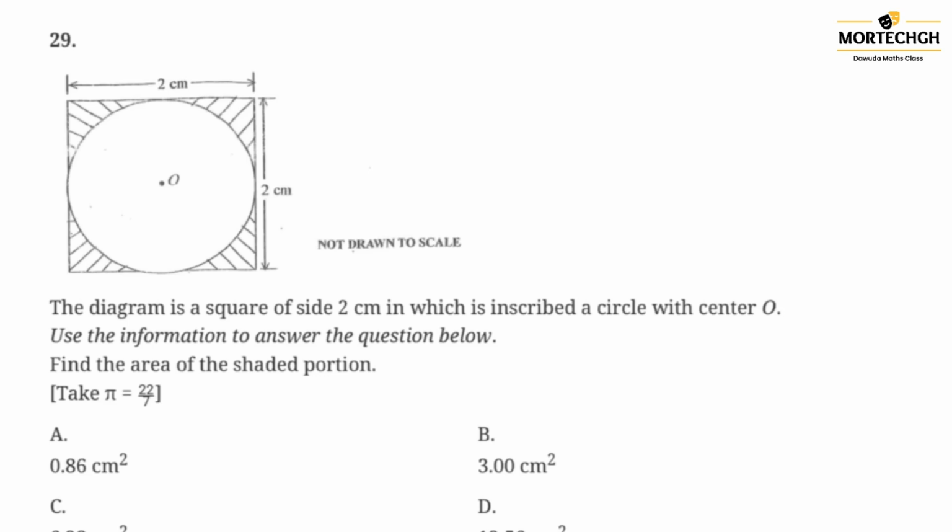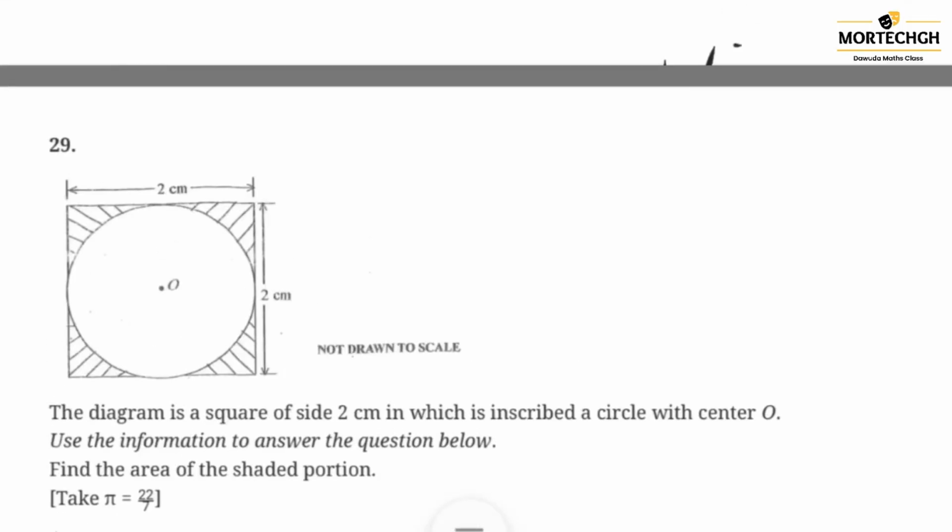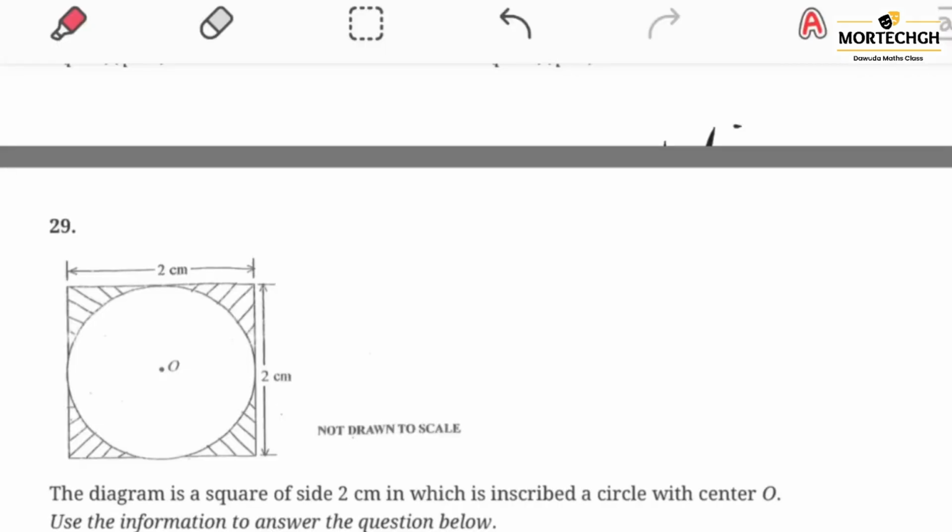To find the area of the shaded portion, you consider the diagram. The 2 cm is the diameter of the circle, right? So the radius, from the circumference of the circle to the center, will be equal to 1 centimeter. Now you are asked to find the area of the shaded portion.